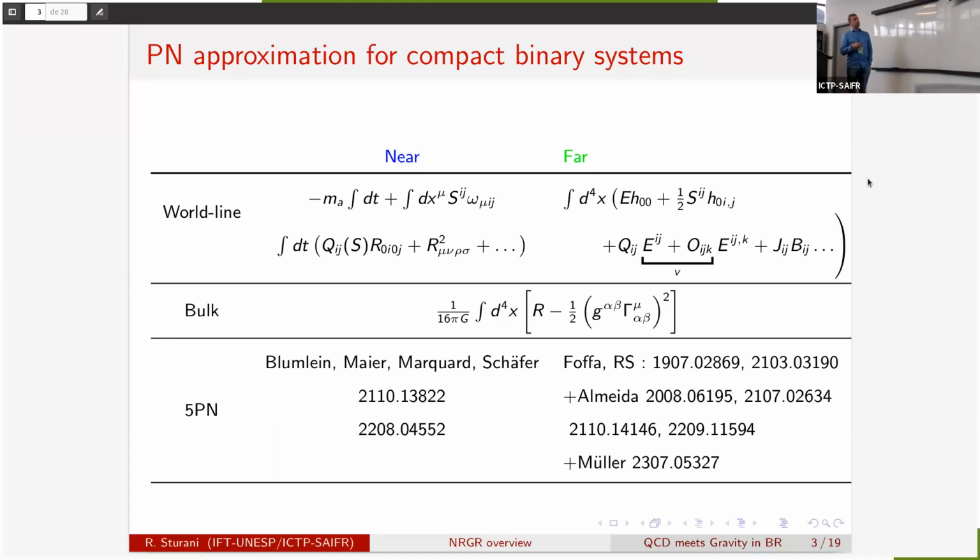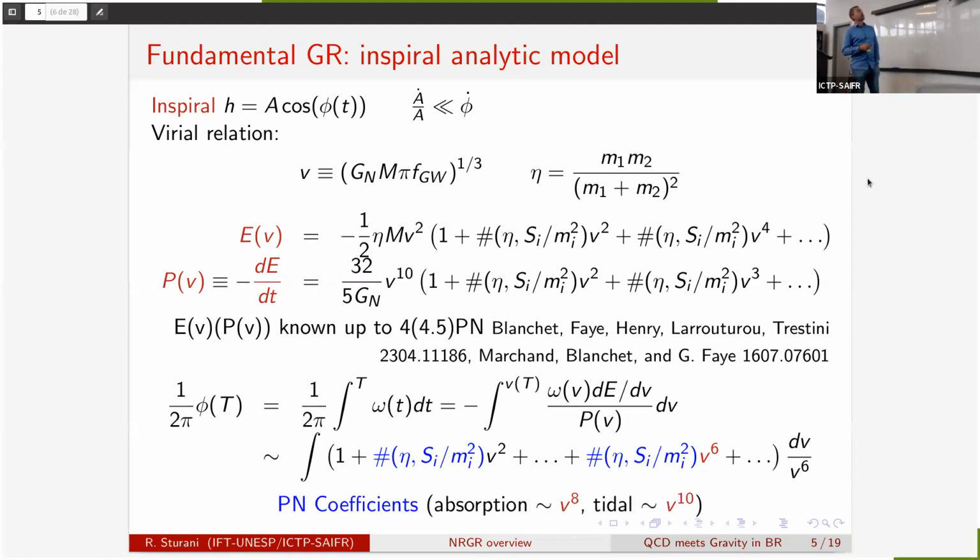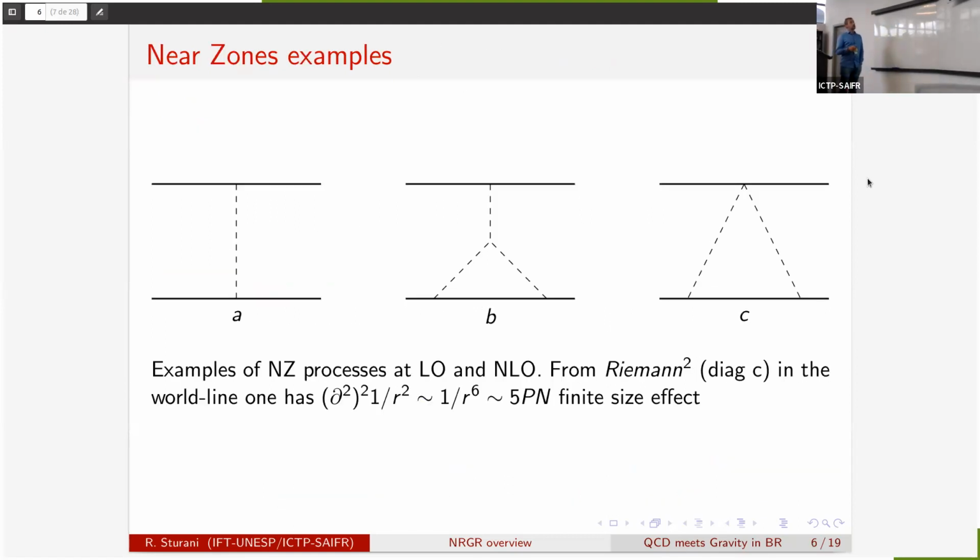But what I showed you in this other slide was just a shortcut to compute the phase without solving in all detail the equation of motion, which you can also do. So what's next? Okay, so these are near zone cycles of the interaction.